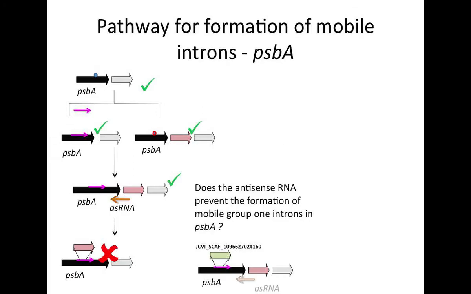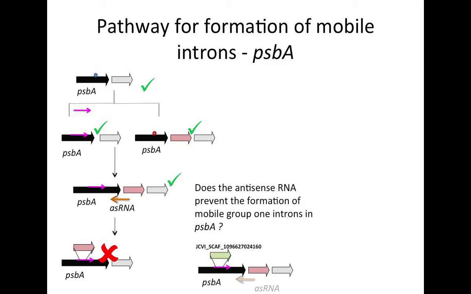So if we take the data that we have for psbA and look at this, we can find an arrangement where we have psbA on its own. We can also find psbA with an intron inserted in it. We can find psbA and a homing endonuclease but no intron, and we can find the psbA homing endonuclease in the same system, which is S-PM2. Well, we tend to find an antisense RNA that links these two systems. What we never find is psbA, an intron, and a homing endonuclease inserted within it.